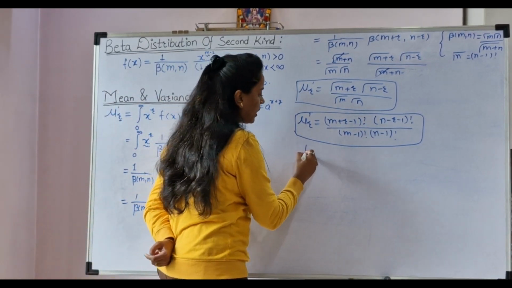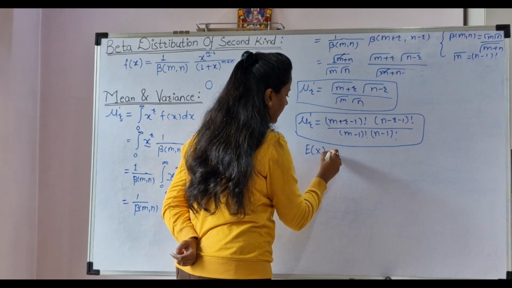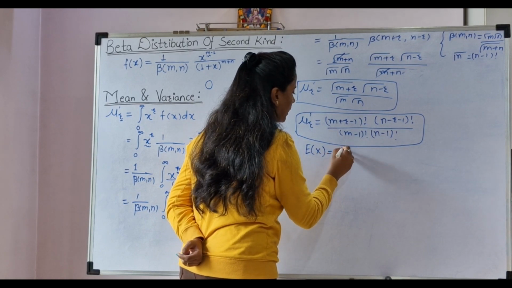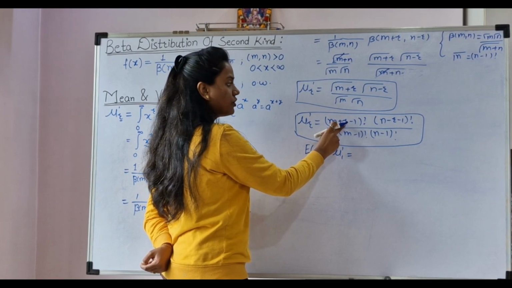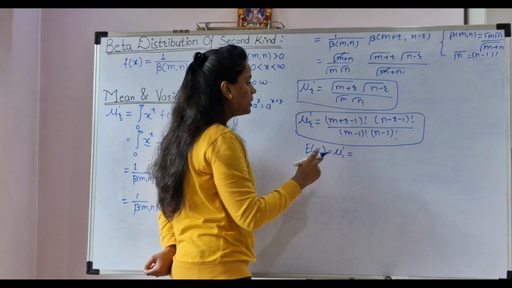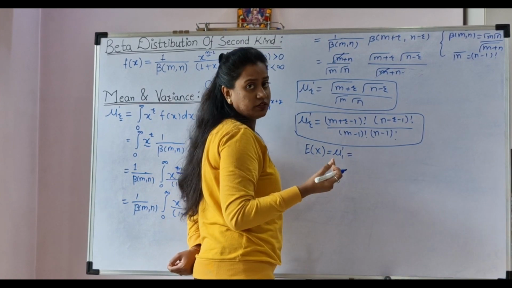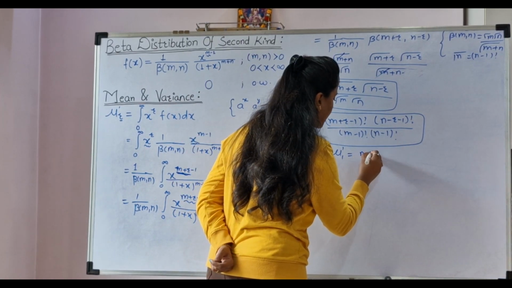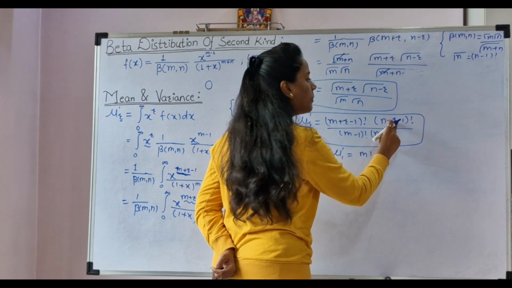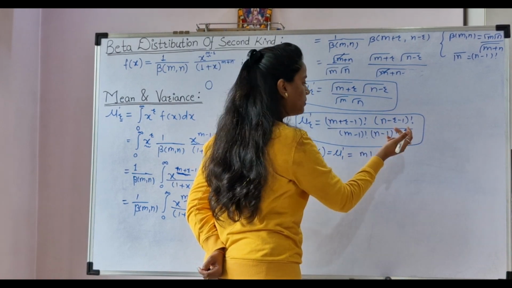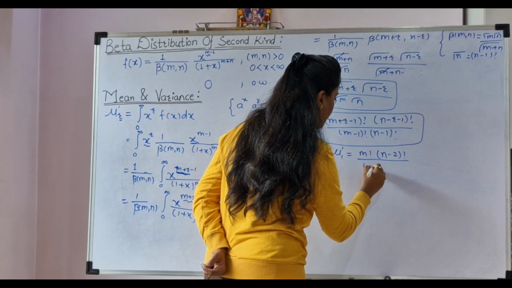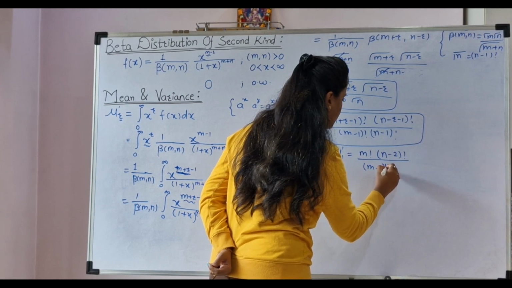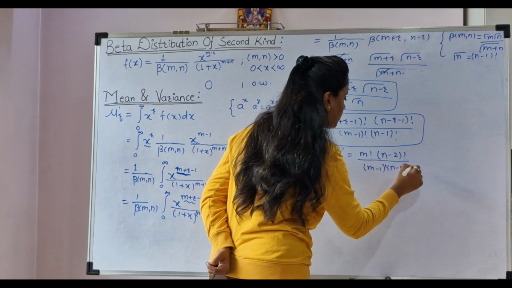First let's find out expectation of x, that is mu 1 dash. Okay, so what we have to do, instead of r we have to put now value 1. So here plus 1 minus 1 will be 0. So we will get m factorial, n minus 1 minus 1 will be n minus 2 factorial, divided by m minus 1 factorial n minus 1 factorial.